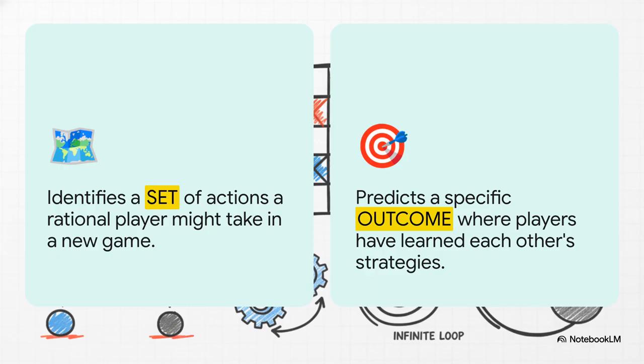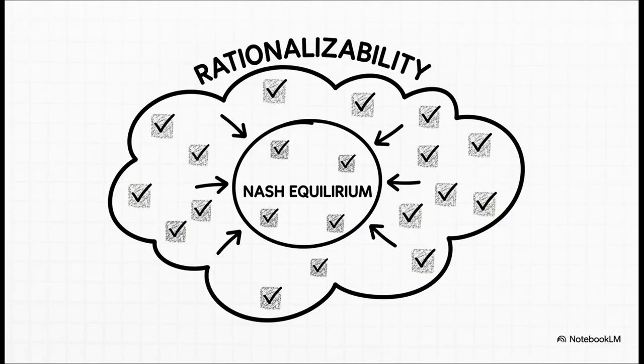A Nash equilibrium is much more specific. It predicts a single, stable outcome, a combination of moves where nobody wants to change what they're doing. Think of it this way. Rationalizability is for a brand new game, but Nash equilibrium is for a game that's been played over and over again. So here's the relationship. Any move that's part of a stable Nash equilibrium is always going to be rationalizable. It has to be. But the reverse isn't true. You can have a bunch of rationalizable actions that aren't part of any specific equilibrium.